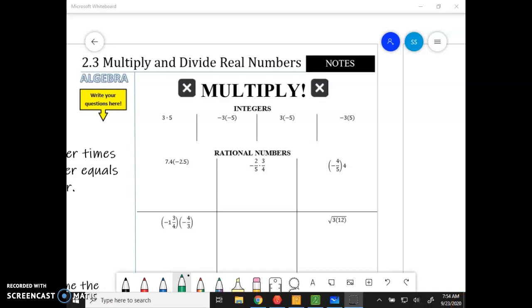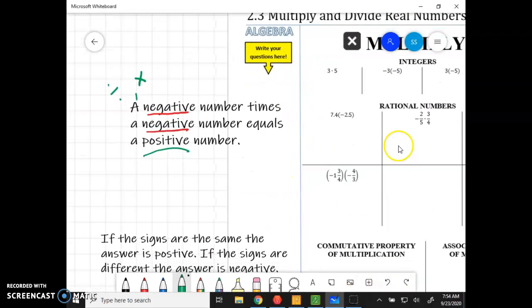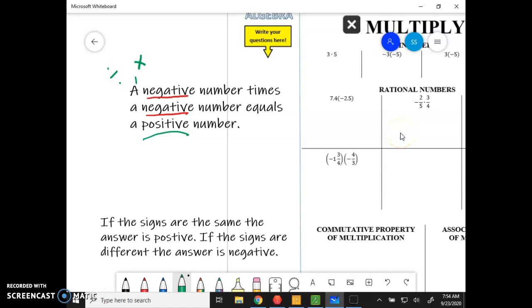Okay, here we go. This is for Algebra 1, 2.3, multiply and divide real numbers. Let's start out by writing a couple of these notes in your margins. For multiplication and division, anytime we are multiplying or dividing two negatives, the answer is going to be a positive. So a negative number times a negative number equals a positive number.